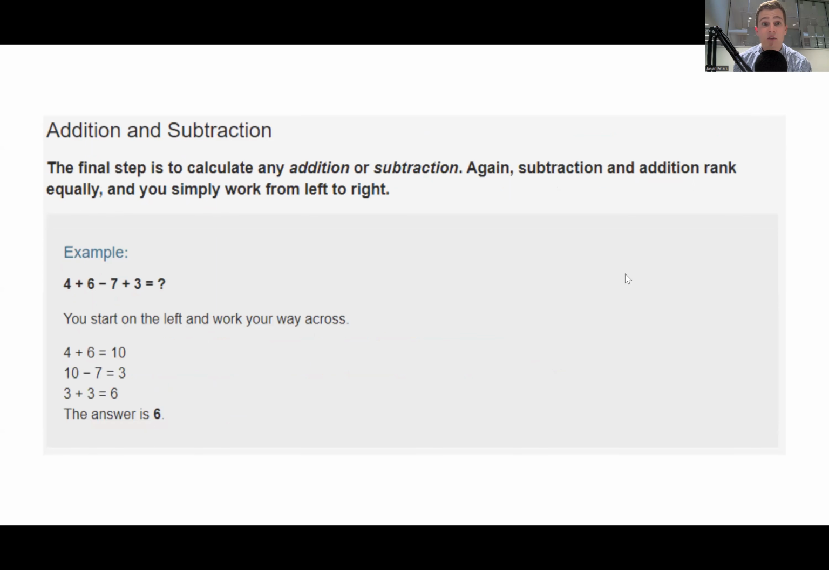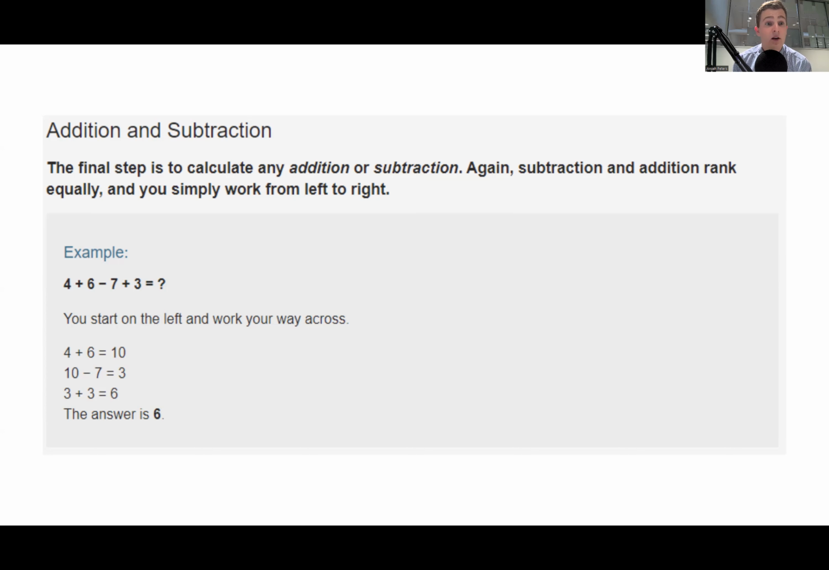And that leaves us to our final part of the acronym, AS, addition and subtraction. The final step is to calculate any addition or subtraction. Again, addition and subtraction, like multiplication and division, rank equally. So we just do these from left to right like we've been doing for every other example.